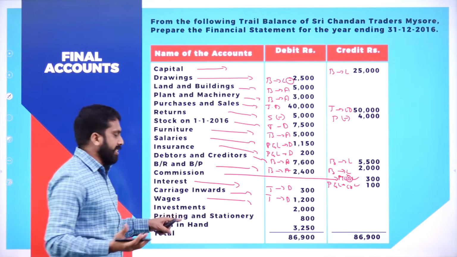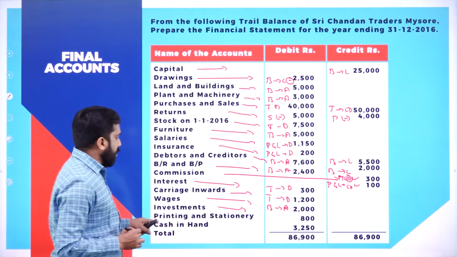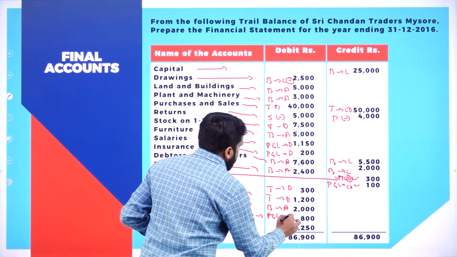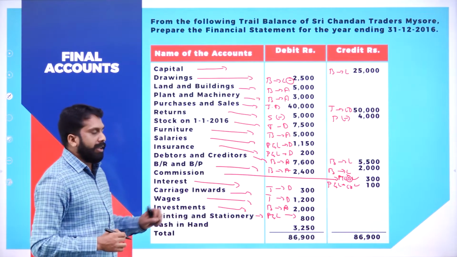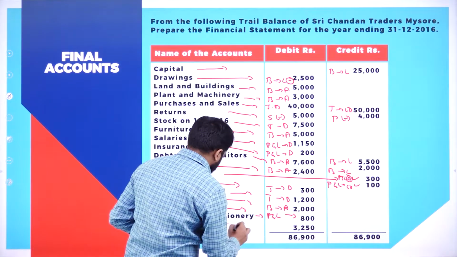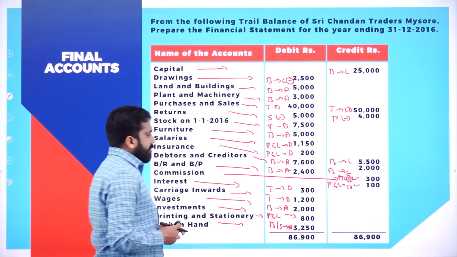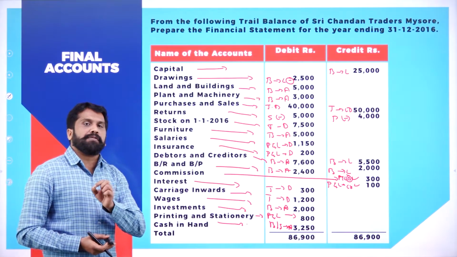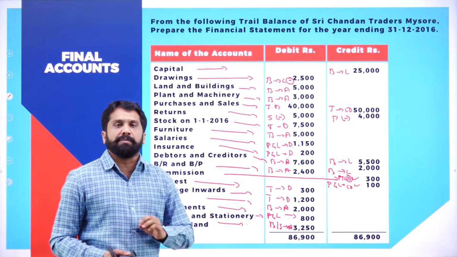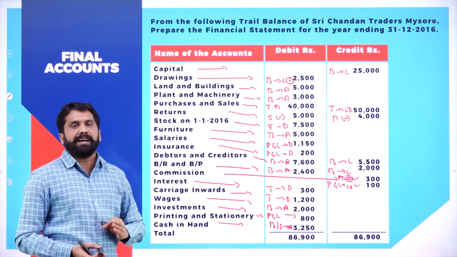Investment, it is asset. So asset means it will be balance sheet asset. Your printing and stationery, P&L, profit and loss account. Cash in hand. So cash in hand will be what? Yes, it will be your balance sheet asset. So these are the information you have to do in the beginning itself. Once it is done, it will be easy for you to do your answer.